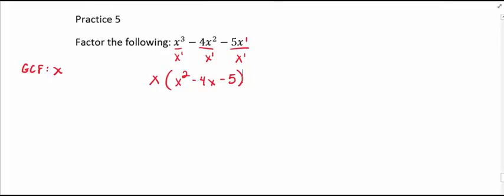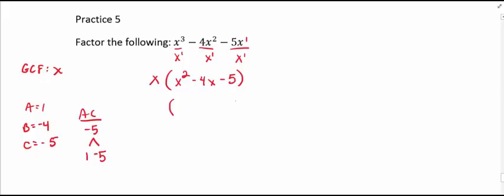Let's check here. A is 1, B is negative 4, and C is negative 5. Okay, so our AC is going to be negative 5. And the factors of negative 5, we only have 1 and 5. Those are the only options. They should add to negative 4, and so that means the 5 is going to be negative.